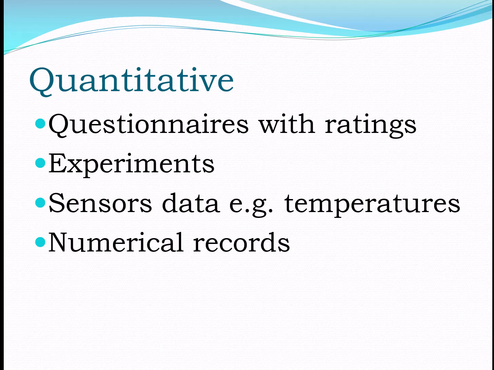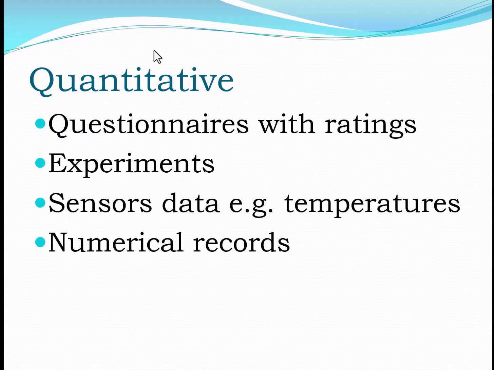Examples involve your questionnaires with rating. Not only that, even the experiments you perform in the lab fall under quantitative data. We have census data, temperature and the likes. They fall under quantitative data. We have numeric records like secondary data from past projects or past experiments. All of this falls under quantitative data.